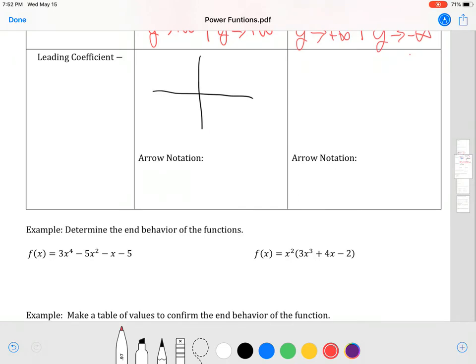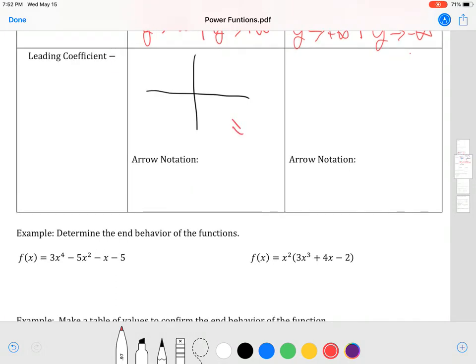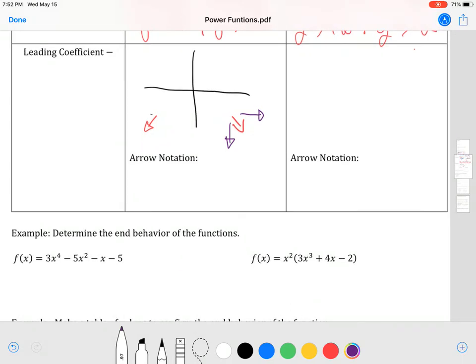Okay, so in this scenario, the leading coefficient would be negative and my degree would be even. So my arrows would be in the third and the fourth quadrant. Well, this tells me that as my x goes to positive infinity, my y would go to negative infinity. And as x goes to negative infinity, y goes to positive infinity. So I would write it down using my arrow notation like this. And that would be my arrow notation for a polynomial with the leading coefficient that's negative and an even degree.